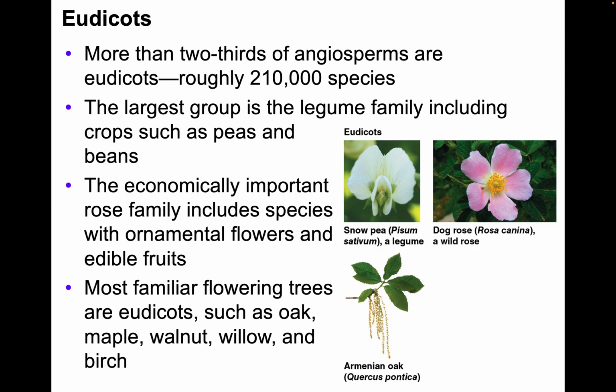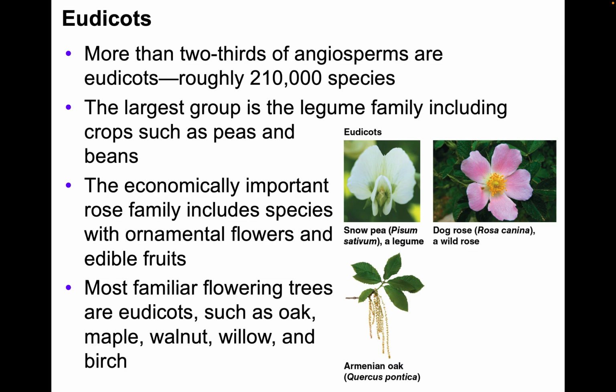Eudicots. There are way more of them than monocots, at least on the diversity scale. Largest of them, and also very agriculturally important, is the legume family. Our peas and beans, not just green beans, but all of the beans that we use for culinary purposes. Black bean, kidney bean, black-eyed peas, any of those kinds of things.